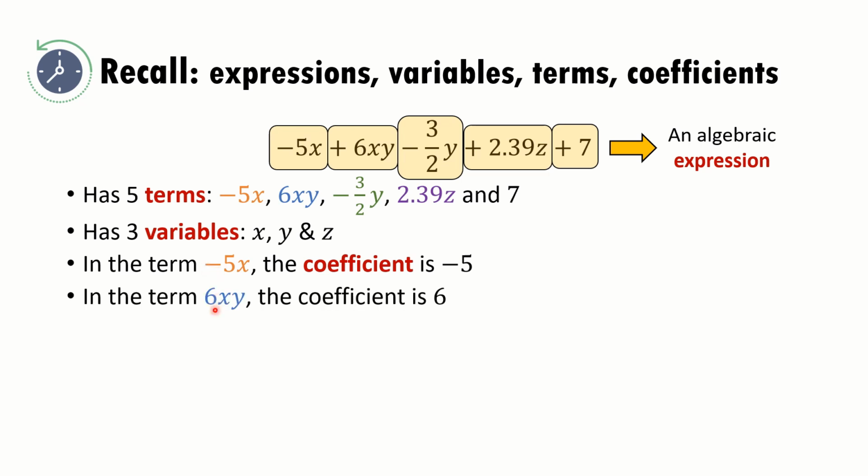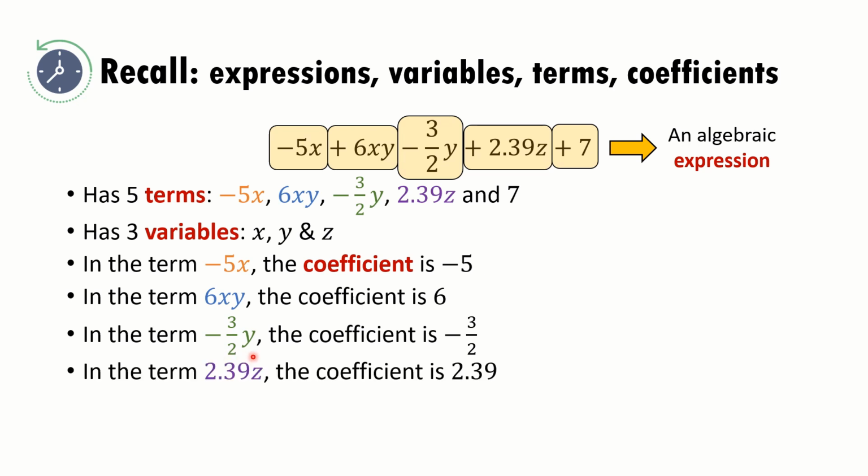Looking at the next term, 6xy, we have the coefficient 6. And in the next term, negative 3 over 2y, the coefficient is negative 3 over 2, since the number in front of the variable y is negative 3 over 2. And then, looking at the term 2.39z, the coefficient is 2.39. I want to emphasize that in these terms, the coefficients need not always be integers or whole numbers. They can also take the form of rational numbers, such as negative 3 over 2 or 2.39.